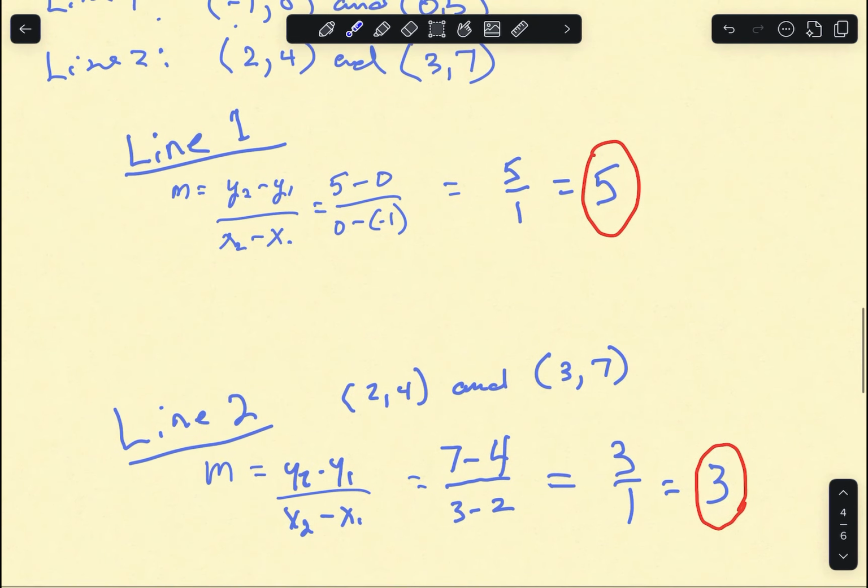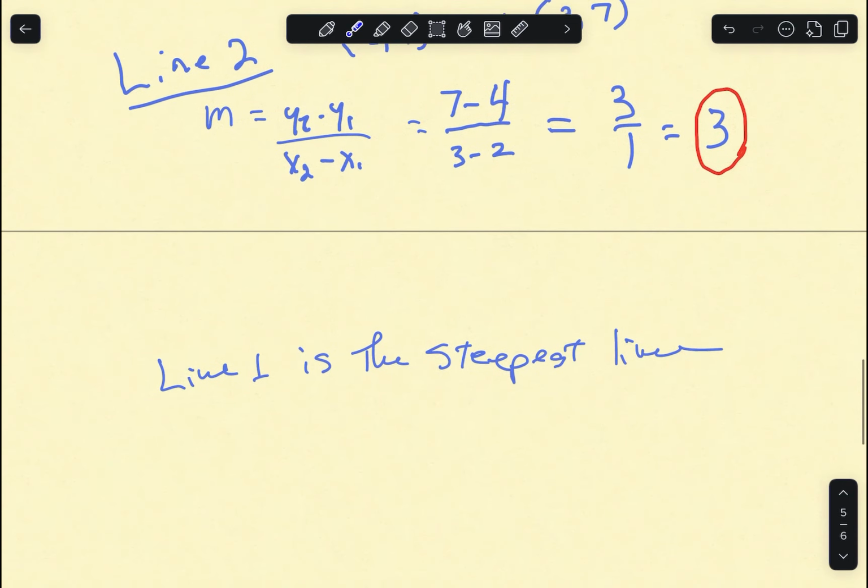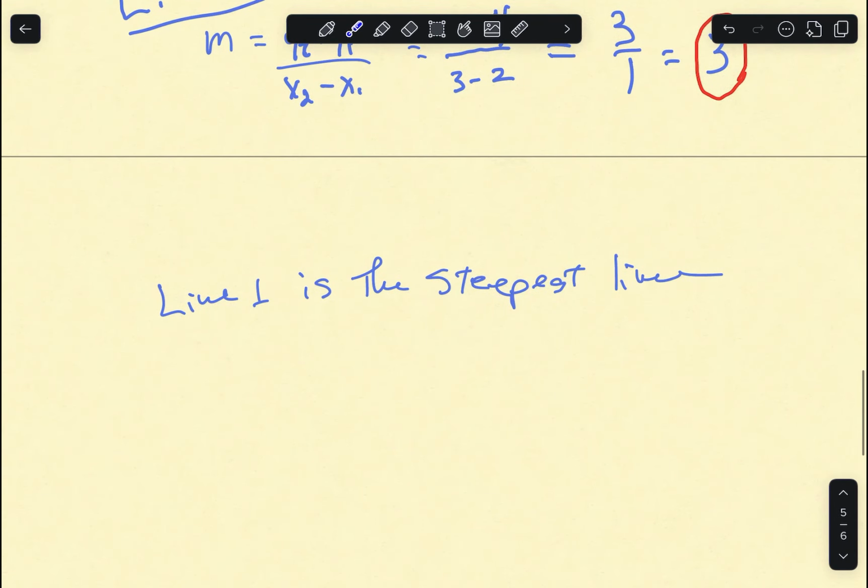Now, which one has the bigger slope? Obviously, line 1. So line 1 is the steepest line. It goes up a little higher.